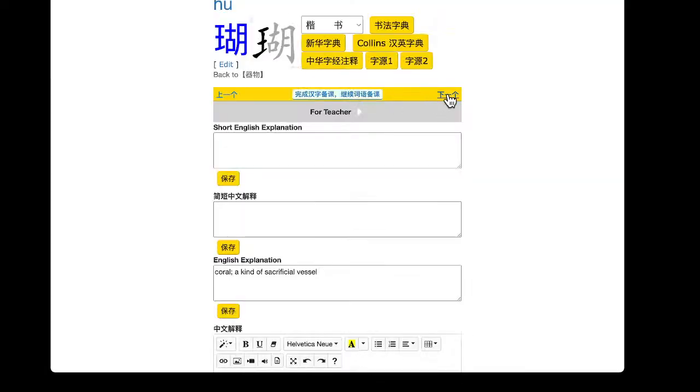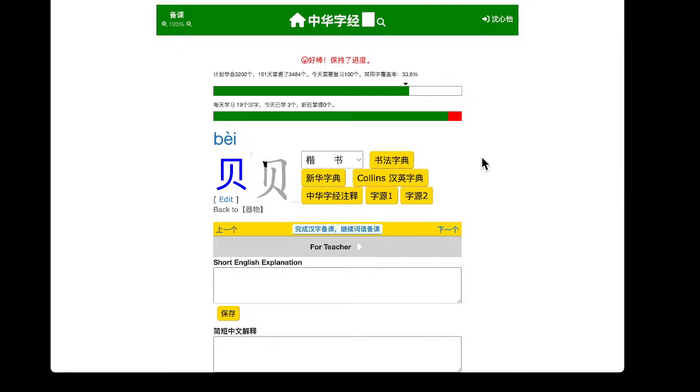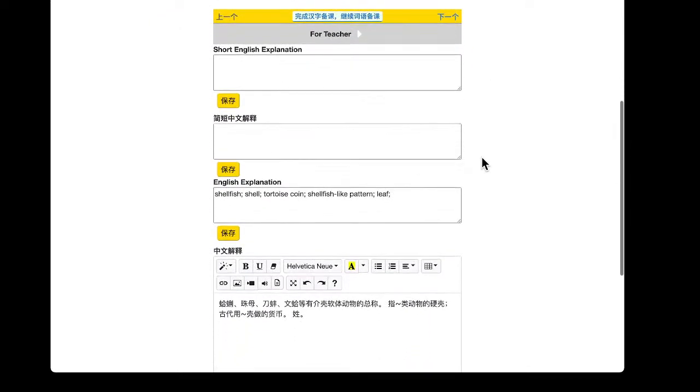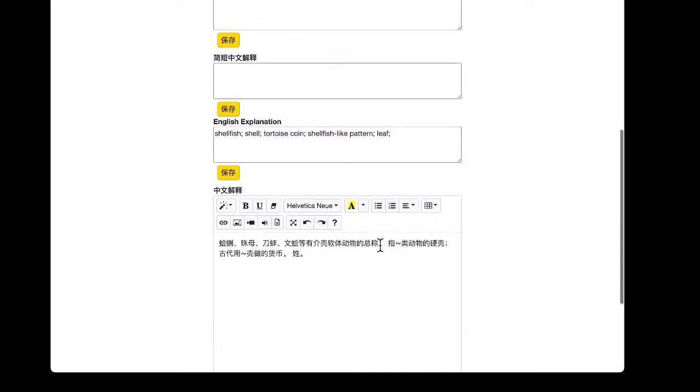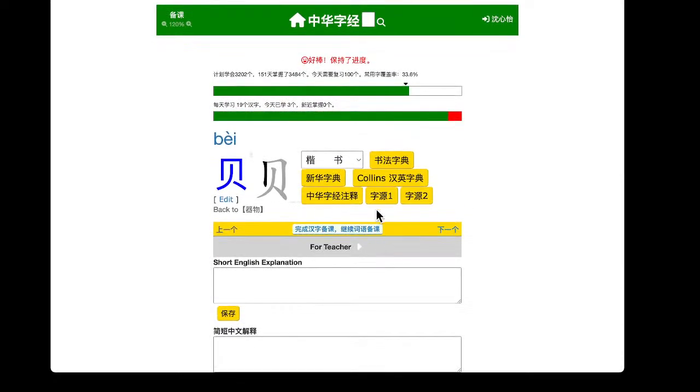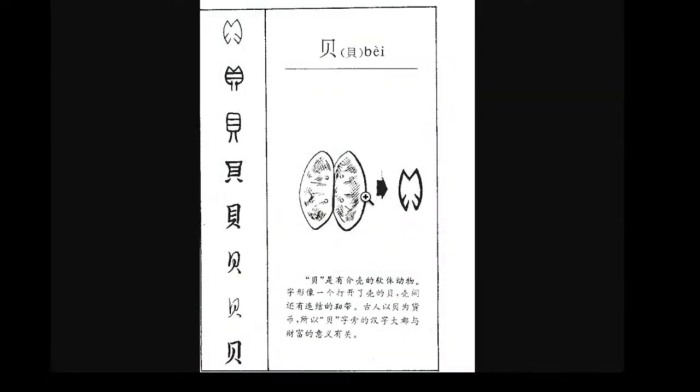Okay. So next one. Bei. Bei means shell, a lot of shell. It's called a bei. Now this one is very simple. It's a picture of that shellfish. You can see the oracle bone character looks like a shellfish that opened up. Literally that's what it is.